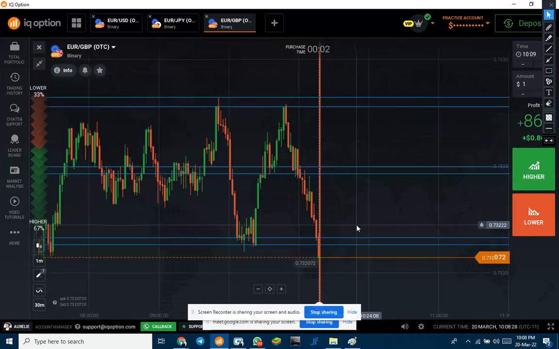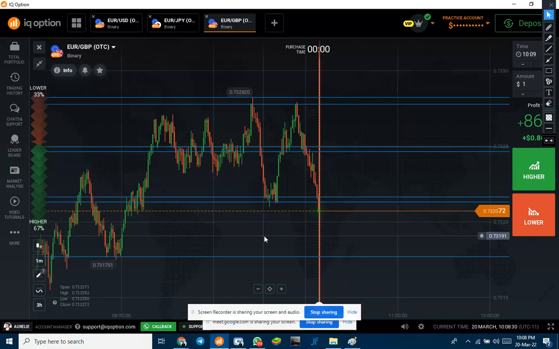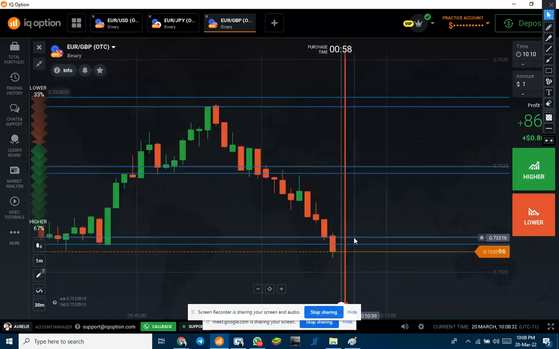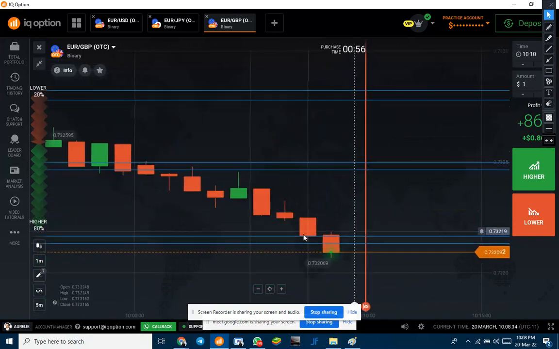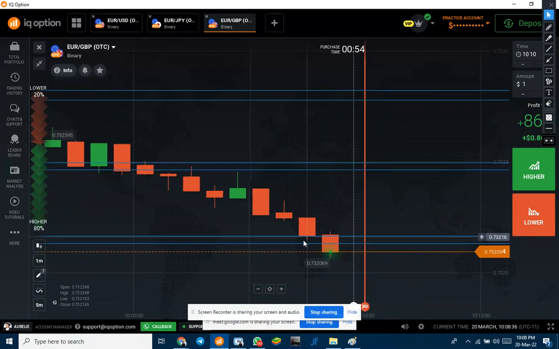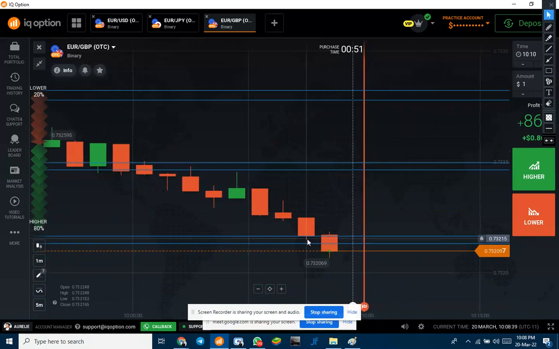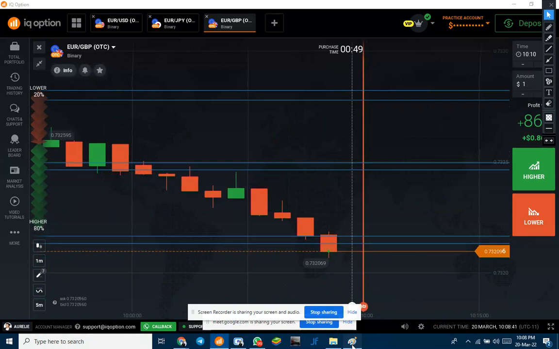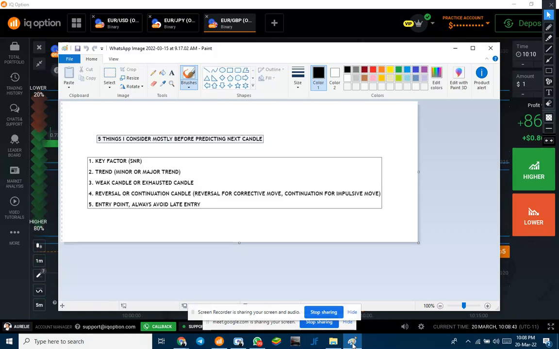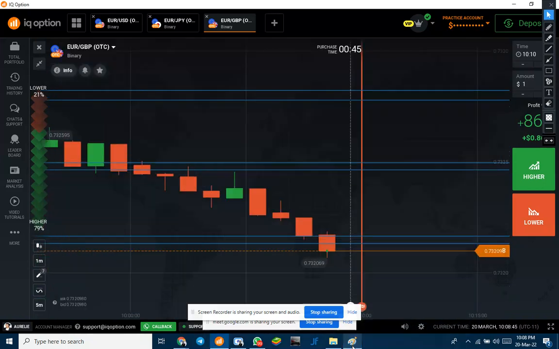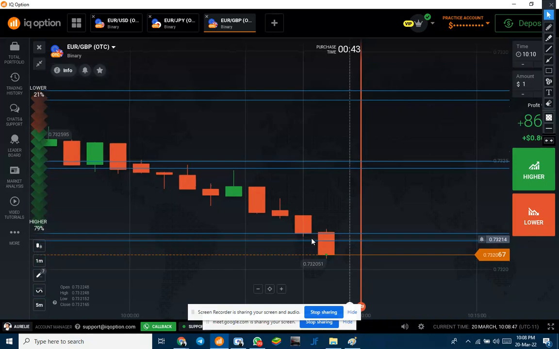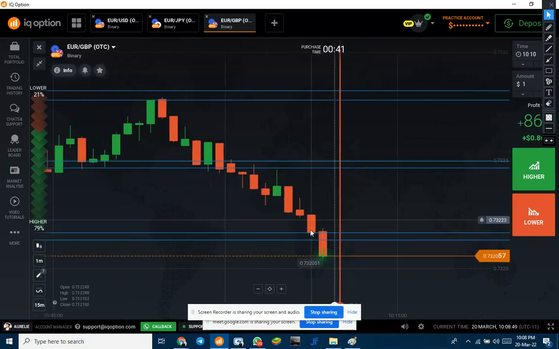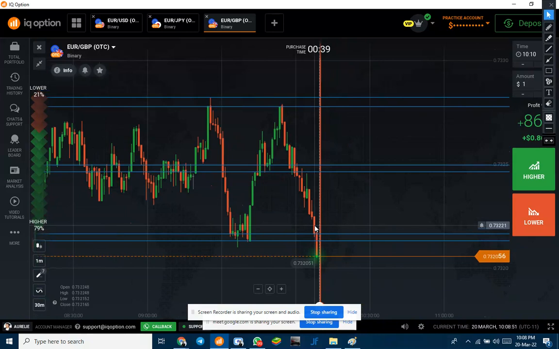Wow, it broke the level. Wow, you can see. Do not fall for this trade. Most traders might have gone with buyers because the candle closed exactly at this level. But remember what I said, follow these 5 steps. Always look for the weak candle or exhausted candle. But this is not the weak candle, so you can't decide to place your trade.